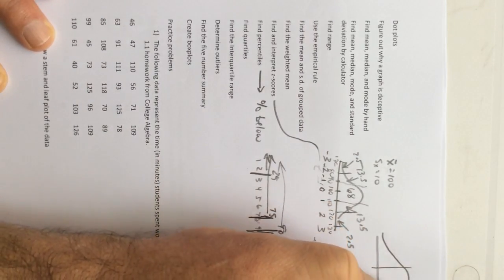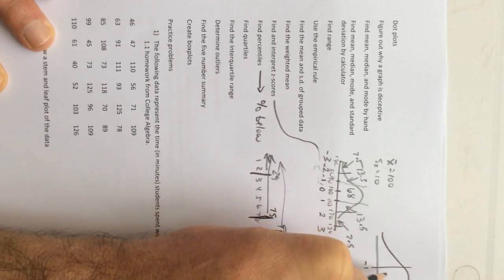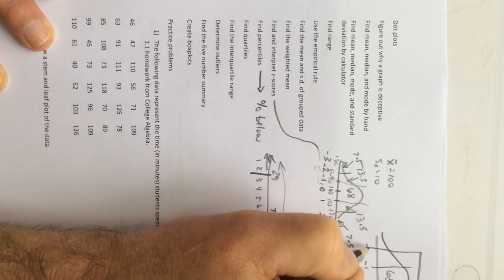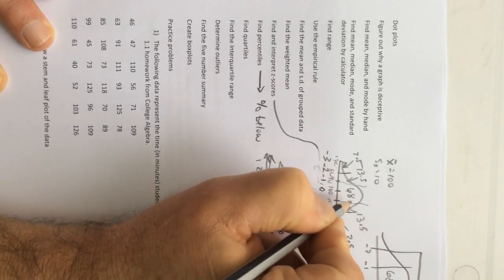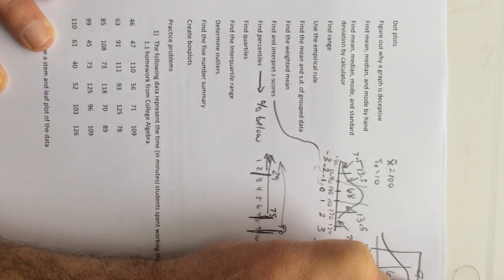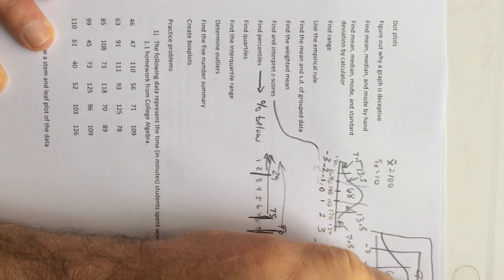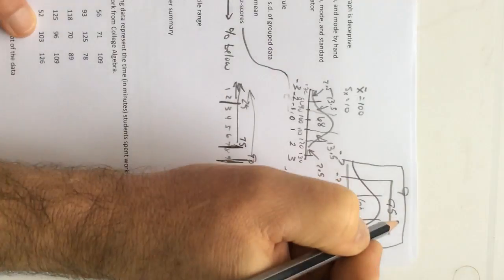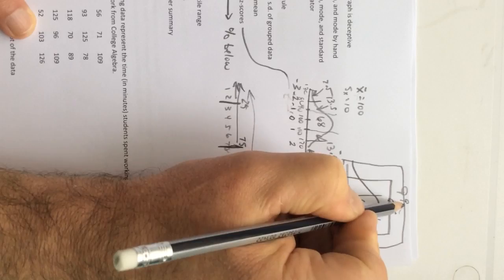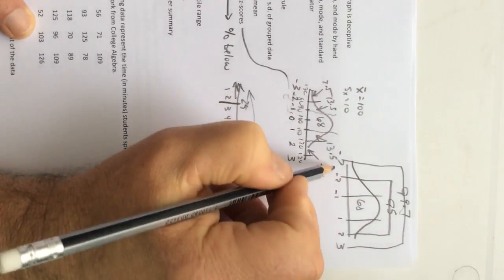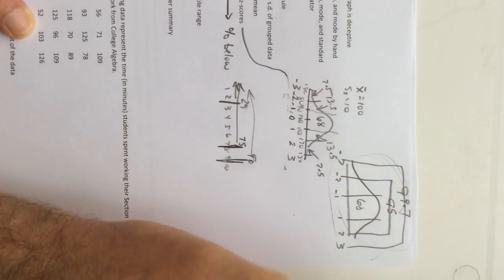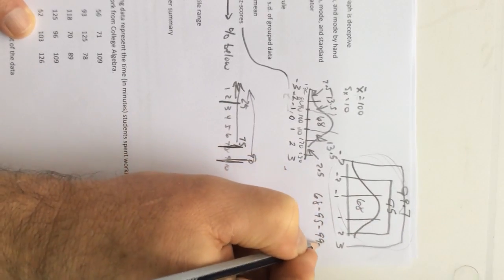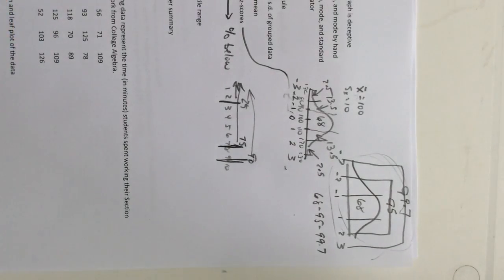This is how you remember it. Up and down 1 holds 68%. Up and down 2, if we do 68 plus 13.5 plus 13.5, that's 95% of all scores. And up and down 3, that's 99.7%. That's called the empirical rule. 68, 95, 99.7. So you want to remember that.